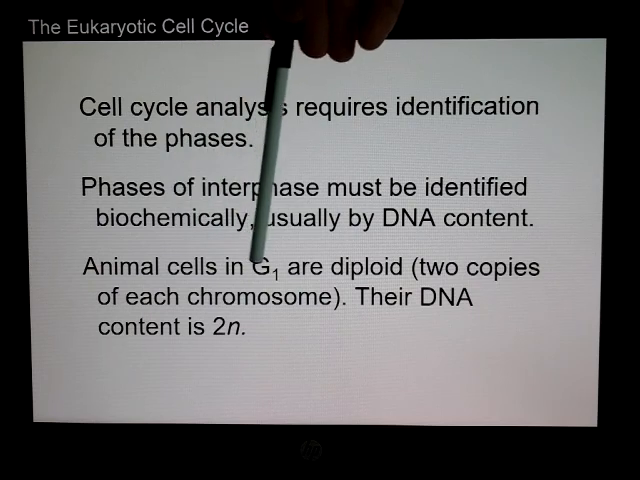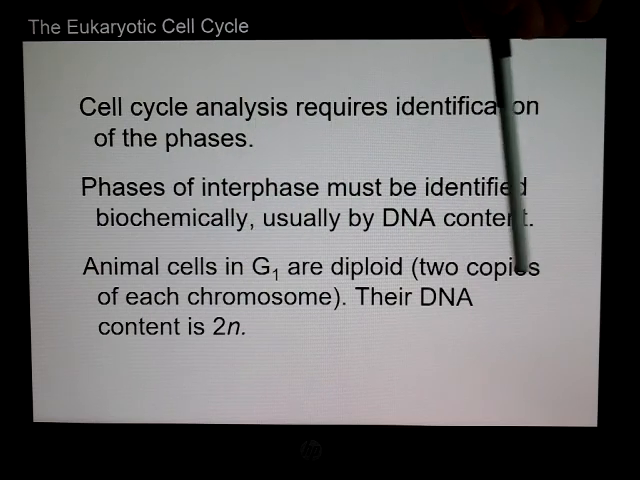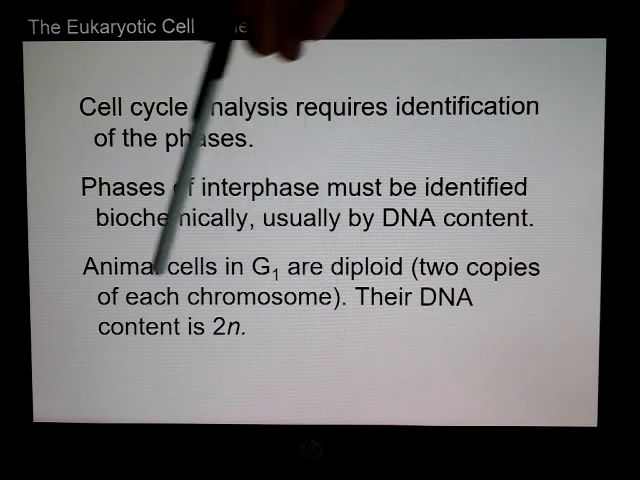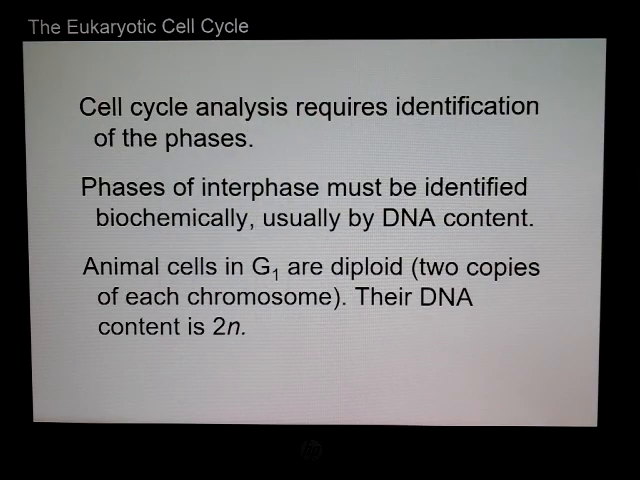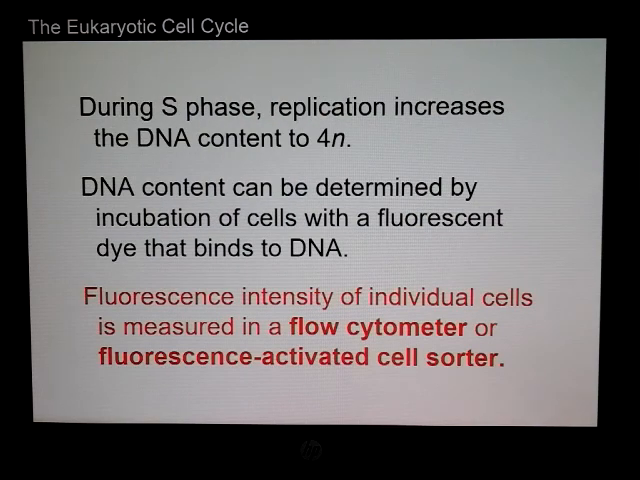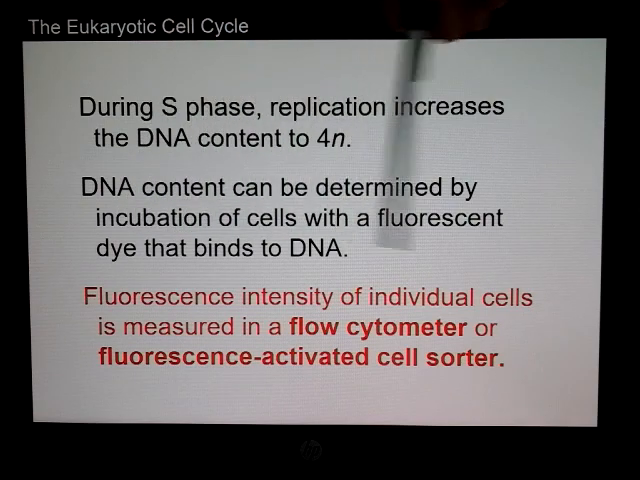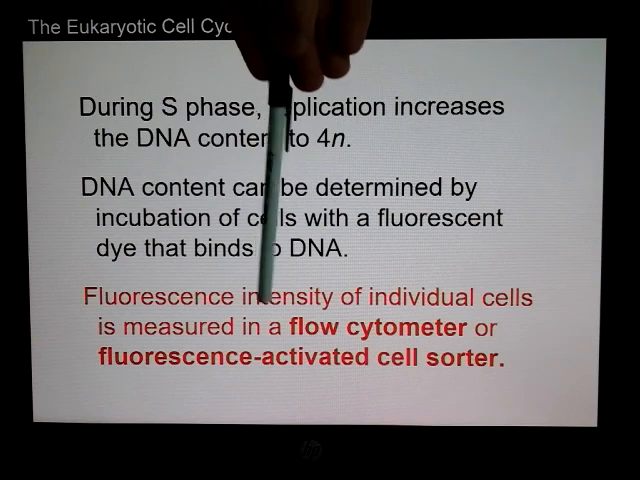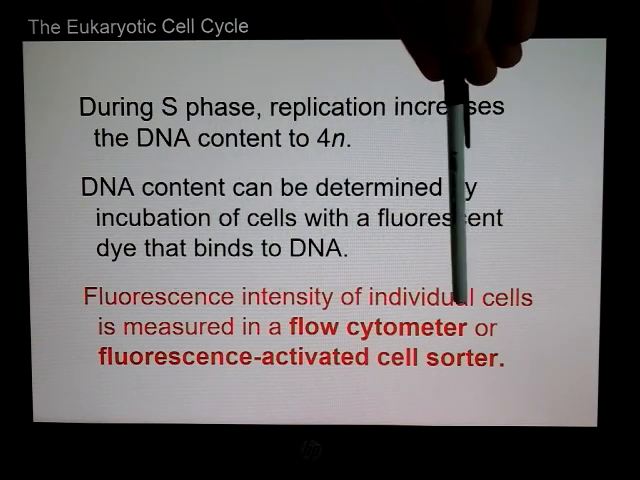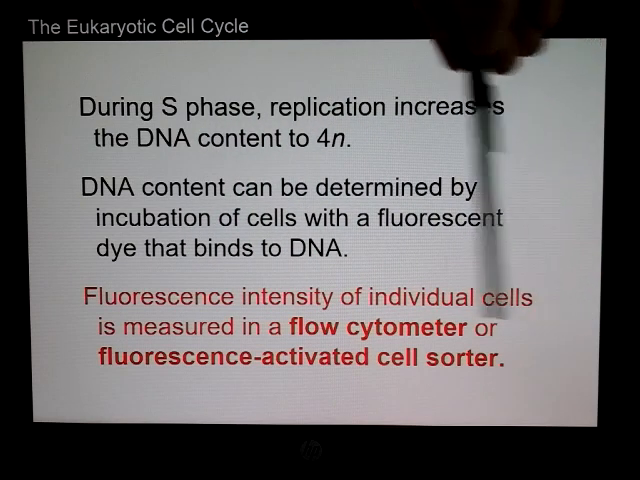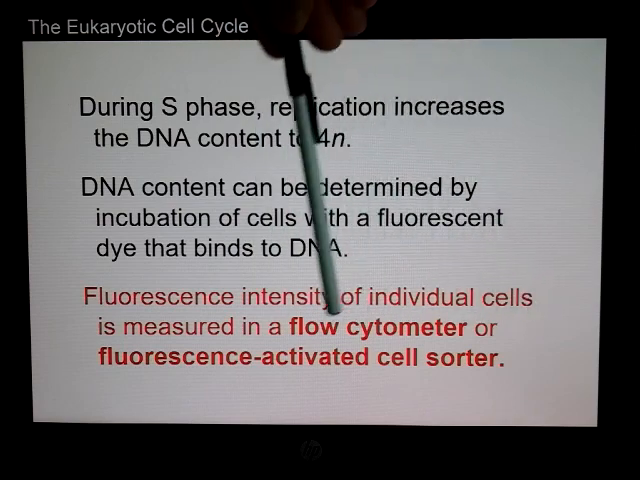In animal cells, G1 are diploid, which means there's 2 copies of the chromosomes. Their DNA content then is what we call 2N. S phase replication then is going to increase the DNA content to 4N. And again, the content can be determined by incubation of cells with different types of fluorescent dyes that bind to DNA.